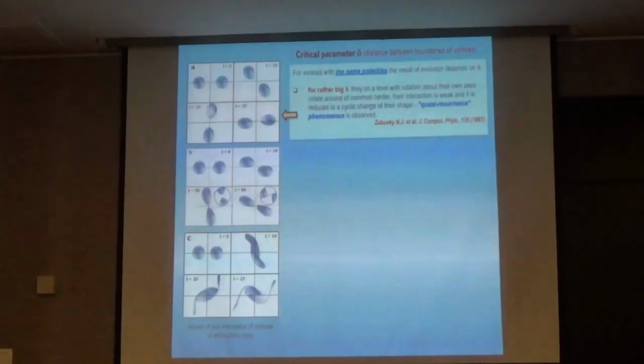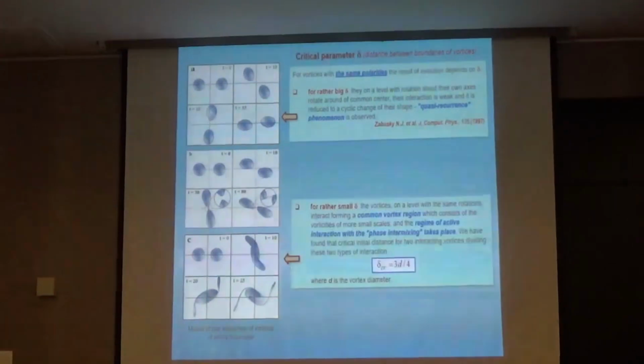The other critical parameter, delta, is the distance between boundaries of vortices. For vortices with the same polarities, the result of evolution depends on this critical parameter. For example, for rather big delta, they, on a level with rotation about their own axis, rotate around a common center. The interaction is weak and it's reduced to a cyclic change of the shape. So we have the quasi-recurrence phenomenon.